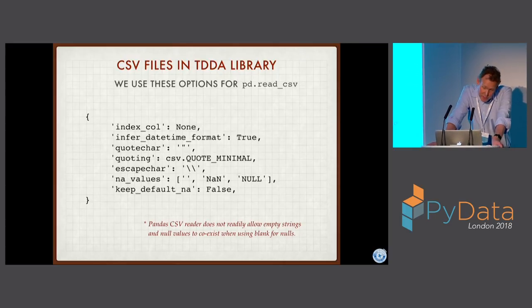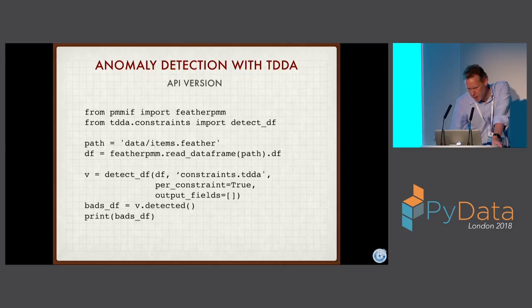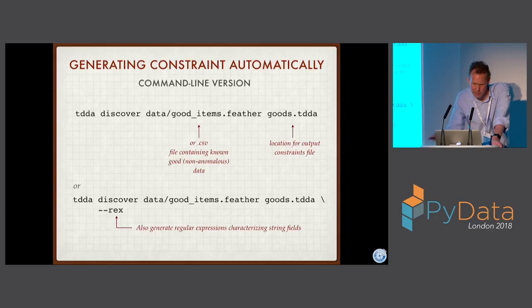Oh yes, if you are using it with CSV files, these are what the system uses by default. You'll still have problems if you have empty strings and nulls, because that's very difficult to represent in a way that the Pandas CSV reader can handle. And there's the API version of what we've just done. As you can see, it's almost exactly the same, just with Python calls rather than command line calls.